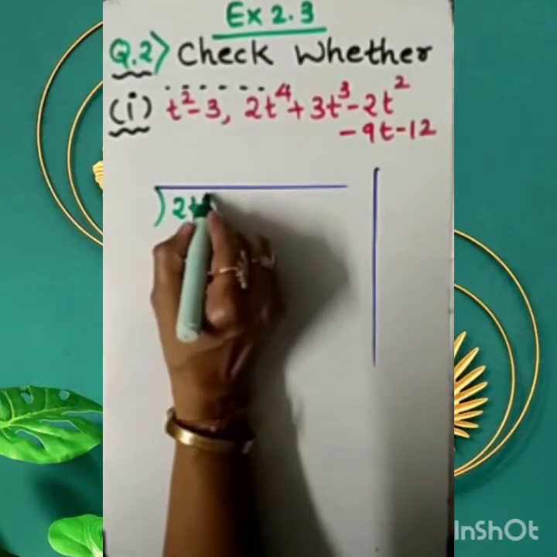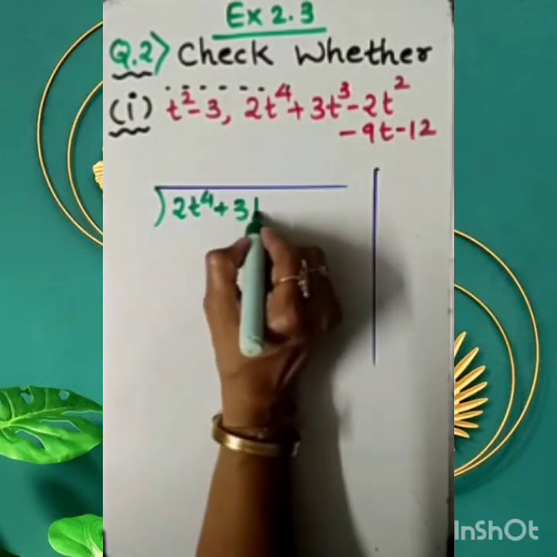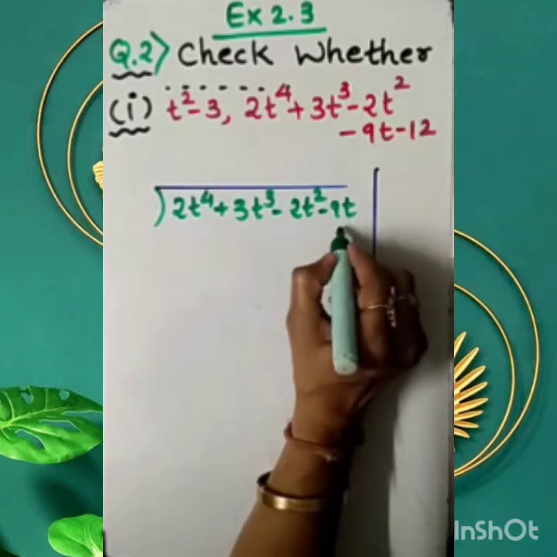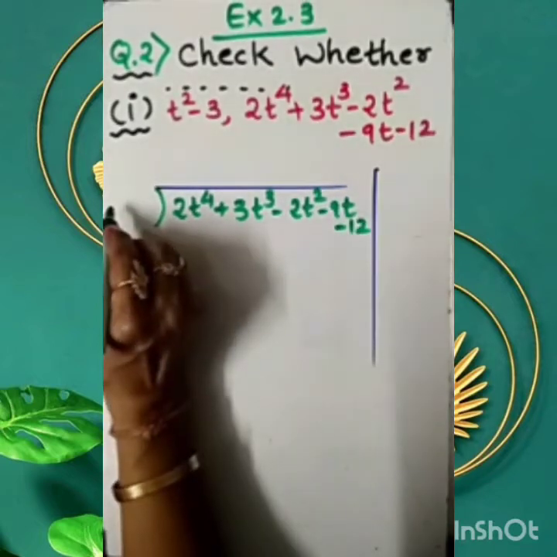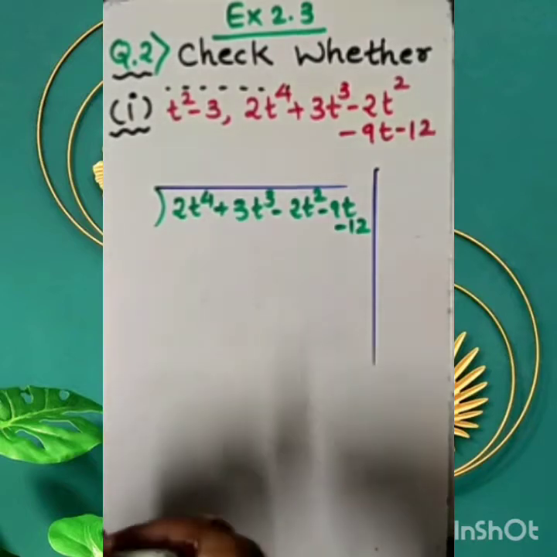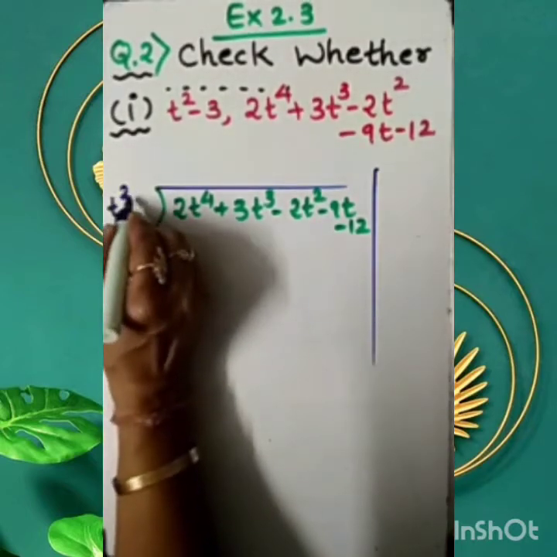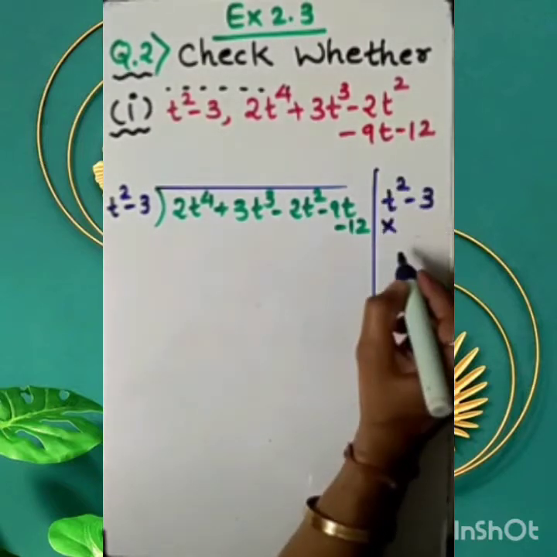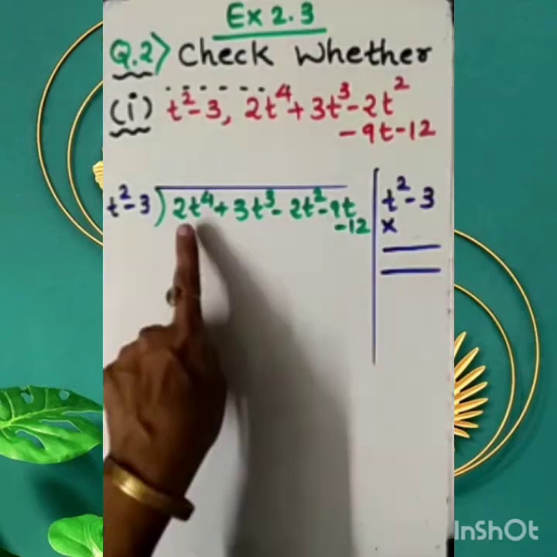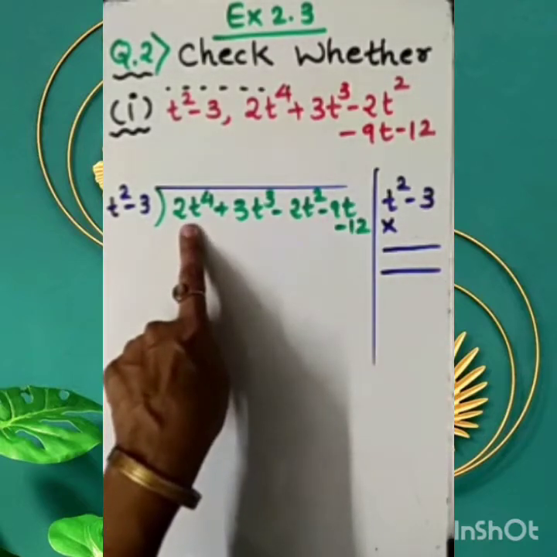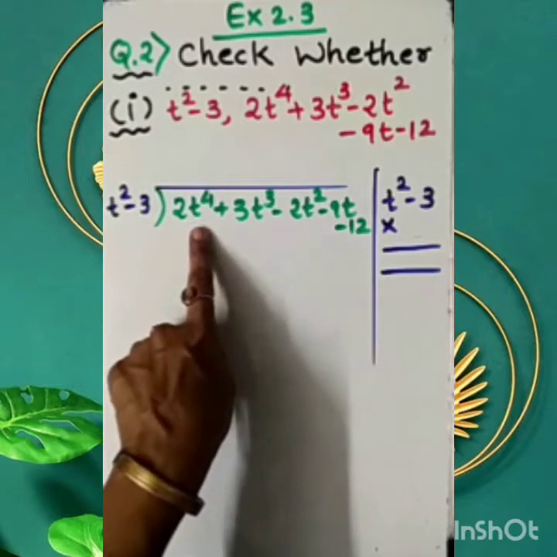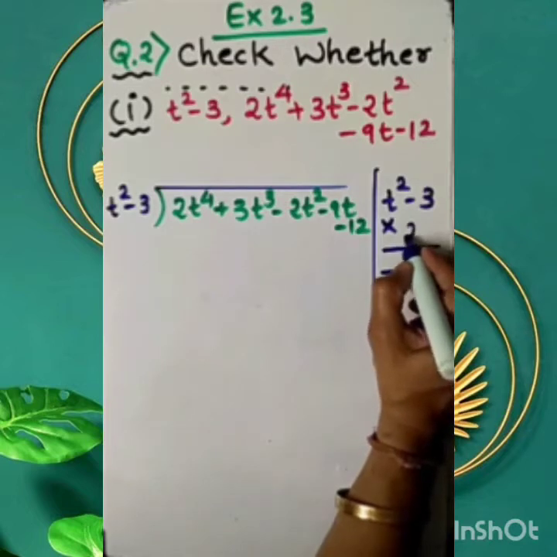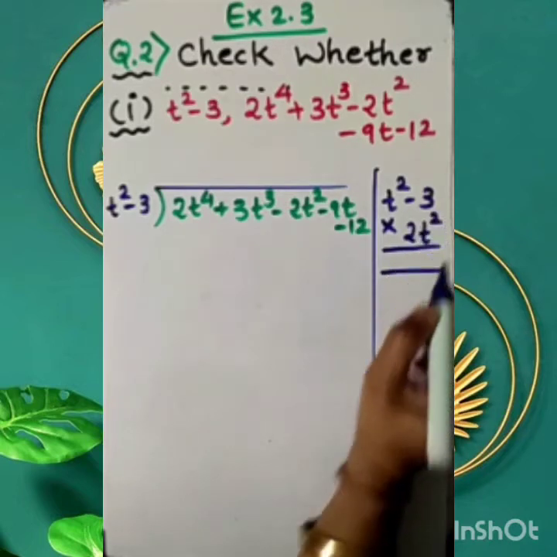What is the polynomial? 2t to the power 4 plus 3t cube minus 2t square minus 90 minus 12. We are going to divide it by t square minus 3. As usual, if I write here t square minus 3, by which term should I multiply so that my first term is similar to this term? I want 2t to the power 4. Here I have only t square, so of course I need to multiply with 2t square.